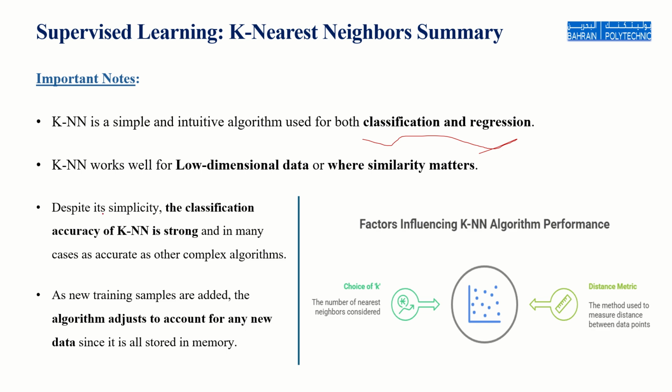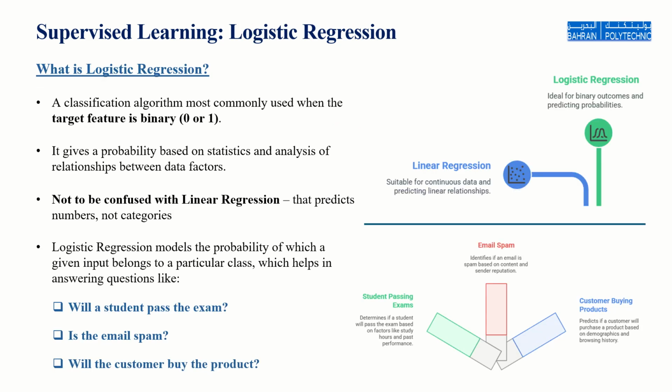Despite its simplicity, the classification accuracy of KNN is strong, and in many cases as accurate as many other complex algorithms. One main drawback of KNN is that when new training samples are added, the algorithm adjusts to account for the new data since it is stored in memory. So it is also called a lazy learner. Why lazy learner? Because I already know all your data and it is in my memory. If you want to use it, you just use it. That's also me being a lazy learner, right? So that's nothing but KNN. This is important.